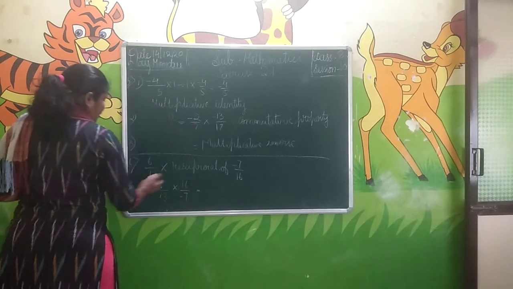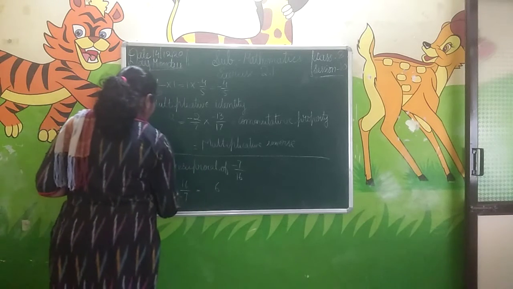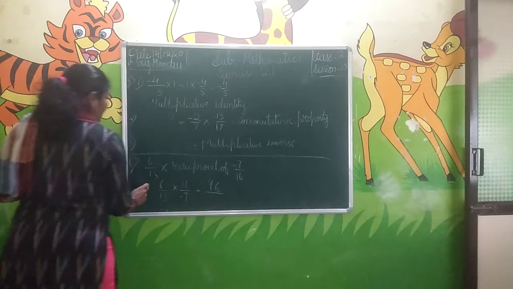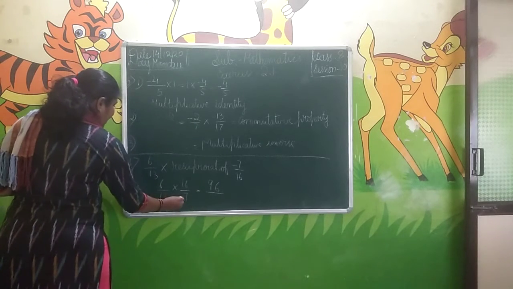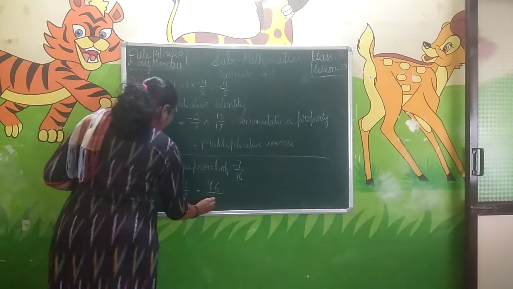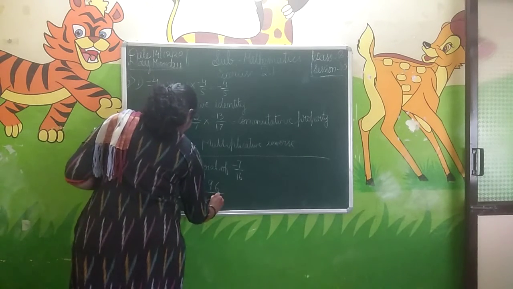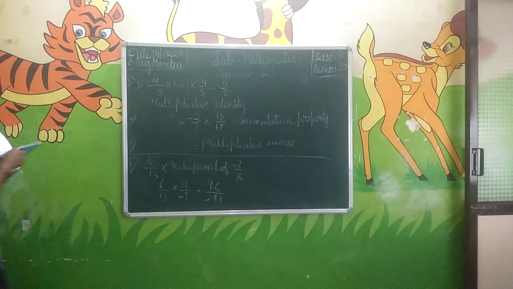Now we have to multiply it directly. 6 sixes are 36, 16 into 6 is 96. Plus into plus is plus, but here they have given minus, so plus into minus. 13 sevens are 91. So 96 by 91 is the answer. Next comes the seventh problem.